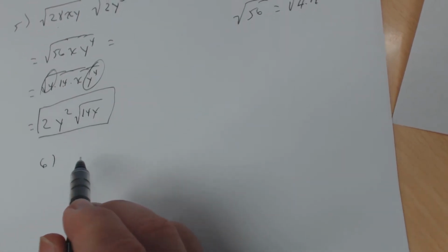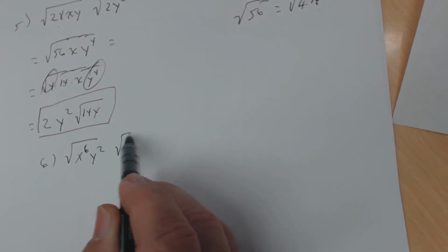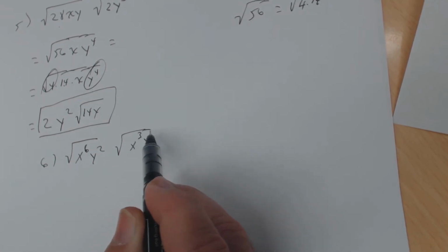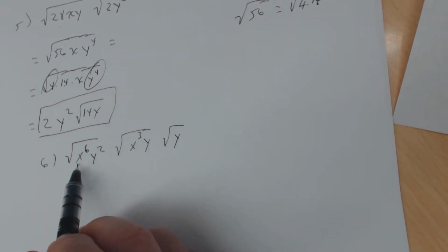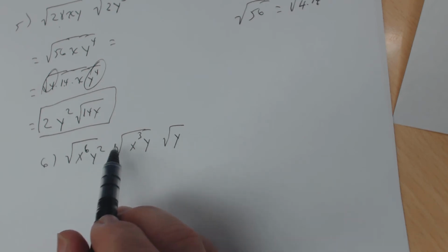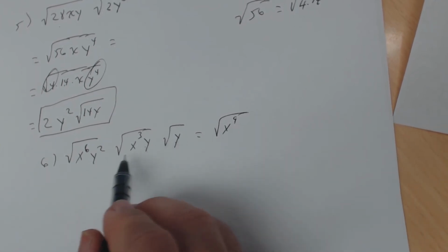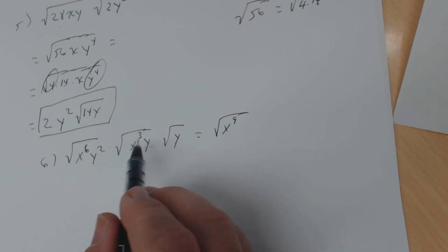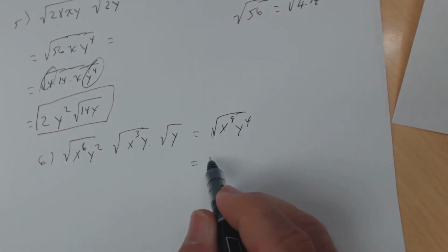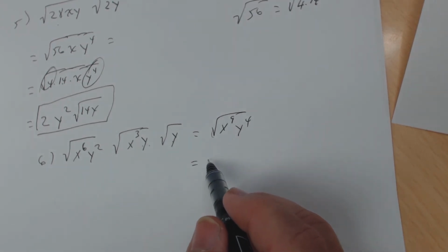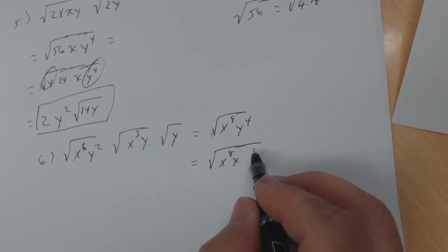All right, number 6. You have the square root of x to the 6, y squared, times the square root of x cubed y, times the square root of y. Okay, so x to the 6 times x cubed, that's going to be x to the 9th. Y squared times y times y: when you multiply like bases, you add exponents, 2 plus 1 plus 1 is 4. And then I'm going to simplify. I'm going to rewrite x to the ninth. The largest even number less than 9 is 8. So I'm going to write this as x to the 8th times x times y to the 4th.